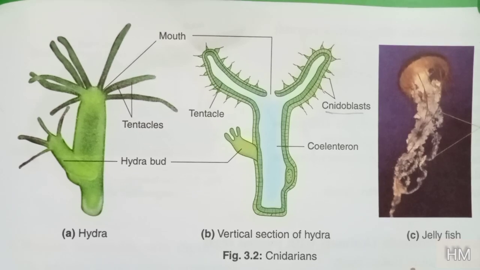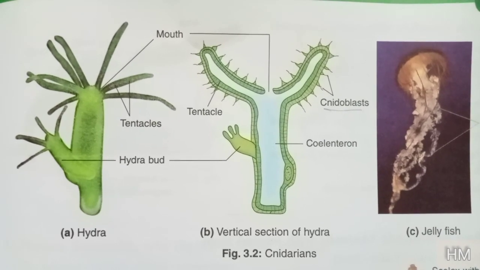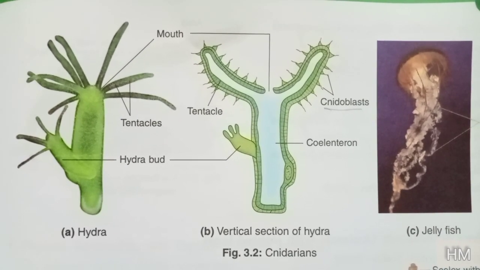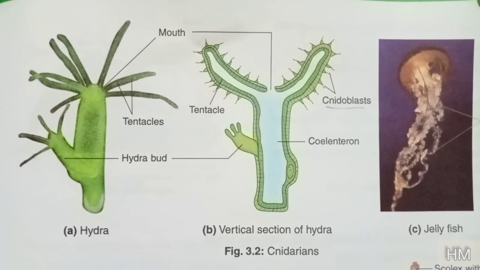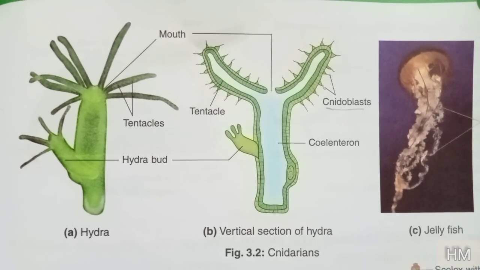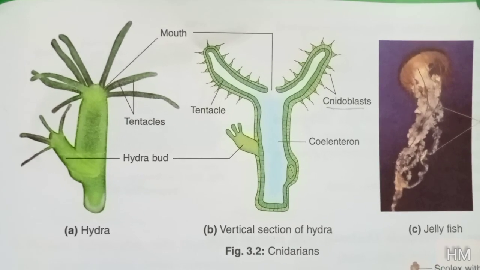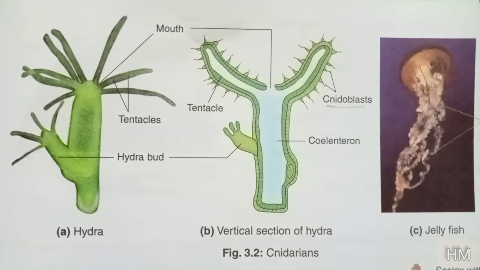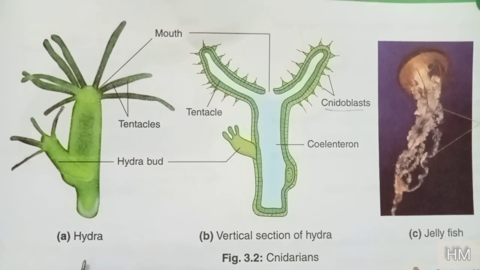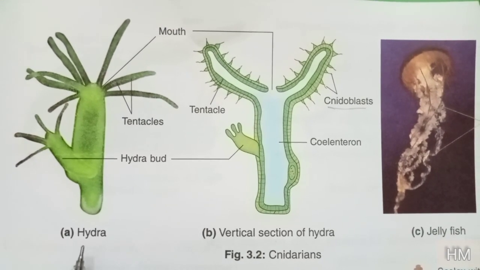Our next phylum is Cnidaria, which was earlier called Coelenterata. Whereas if I explain to you about the Cnidaria, cnido itself means sting, something is going to sting you. Now if you observe this picture here, it's the example shown of an organism called Hydra.